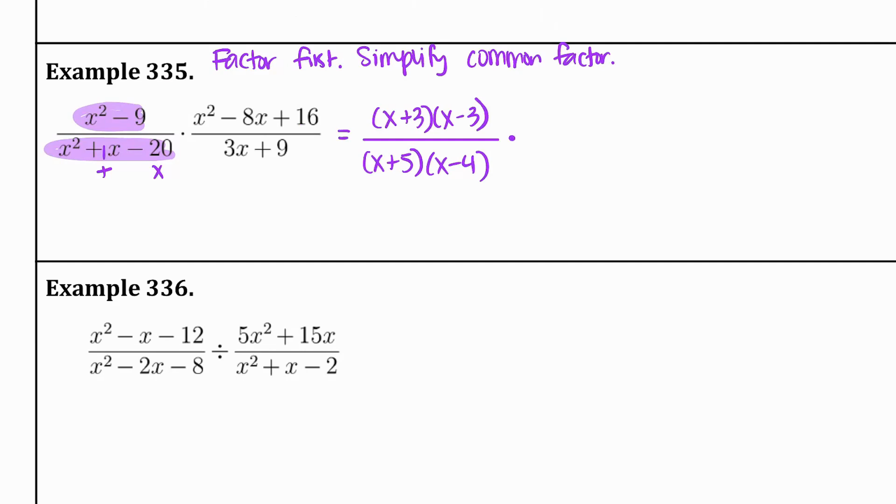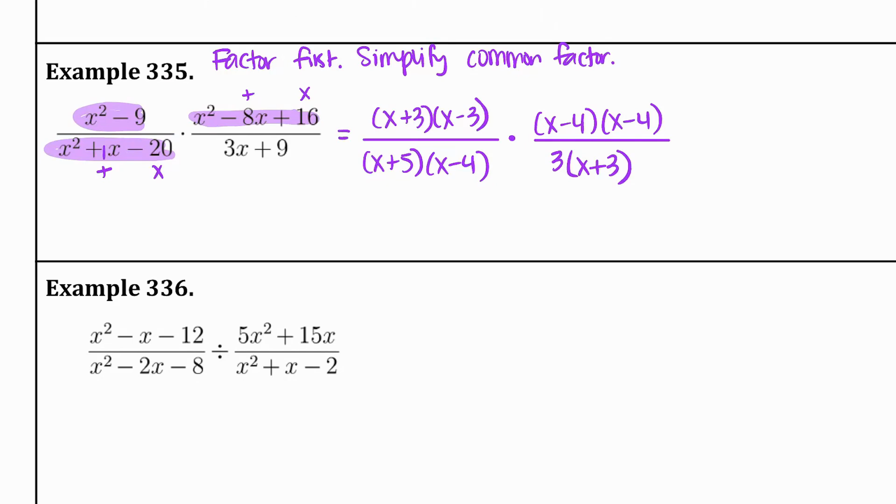Okay, same thing on this fraction. Two numbers that multiply to give me 16, add to give me negative 8. I'm going to get x minus 4, x minus 4. And on bottom here, there's not a quadratic. All we can do is take out a greatest common factor of 3, and I'm left with x plus 3.